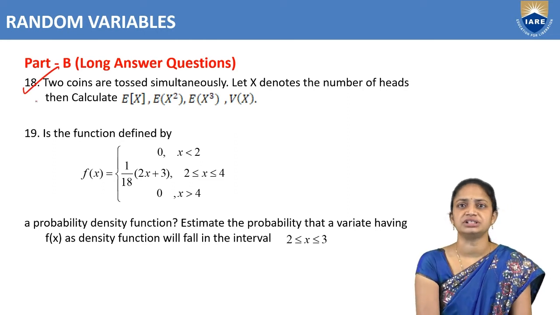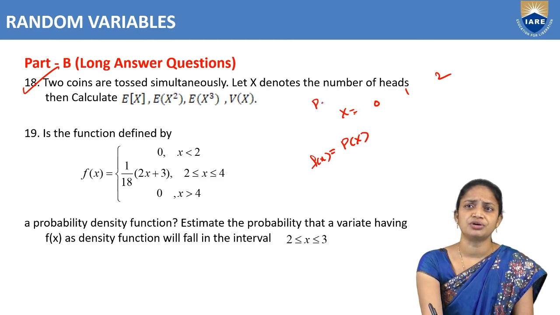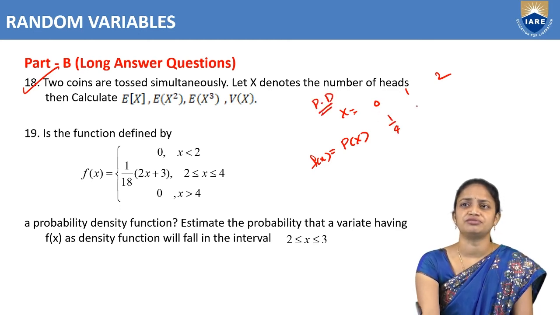Next, the 18th question. Two coins are tossed simultaneously. Let x denote the number of heads. So the x values are 0, 1, 2, and we need to find the probability distribution table first. So now I am finding the distribution table. For x equal to 0 the probability is 1 by 4, for x equal to 1 it is 2 by 4, and for x equal to 2 it is 1 by 4, and the total is 1.